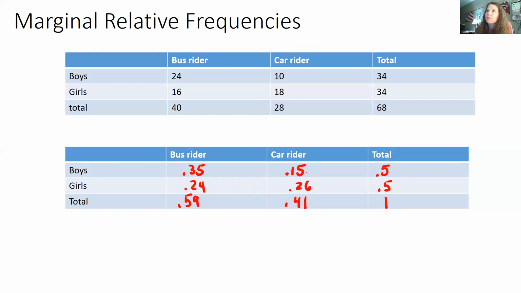And so that's how you do marginal relative frequency. Relative frequency means you need some decimals.